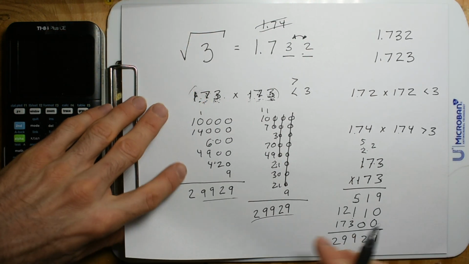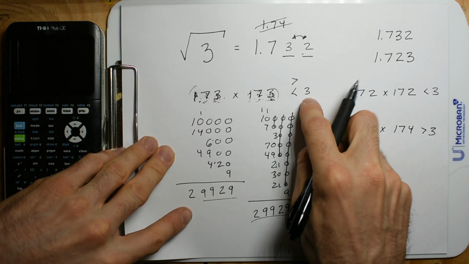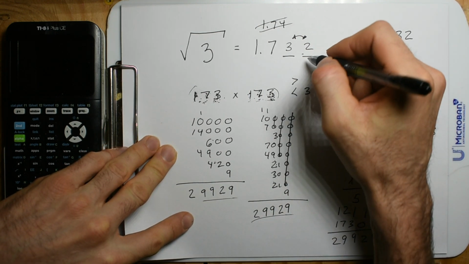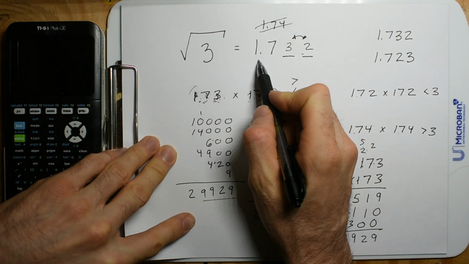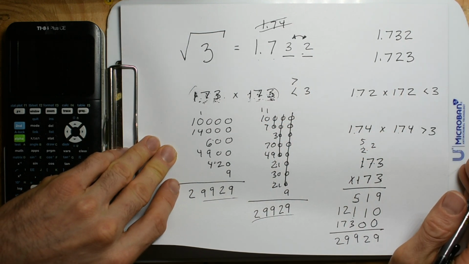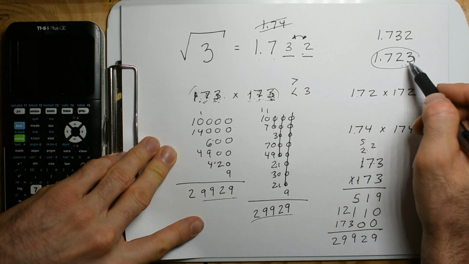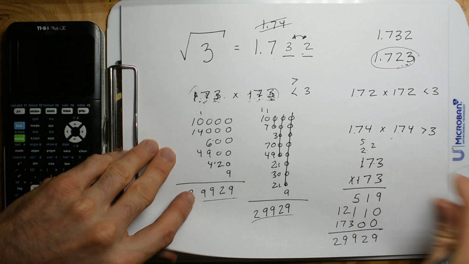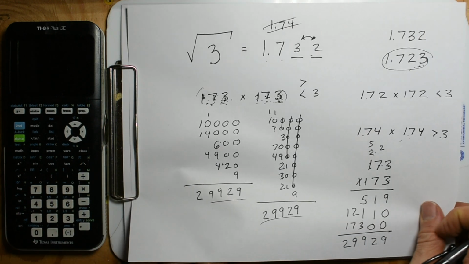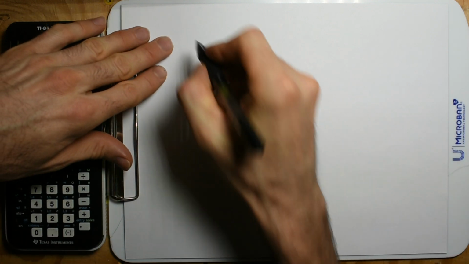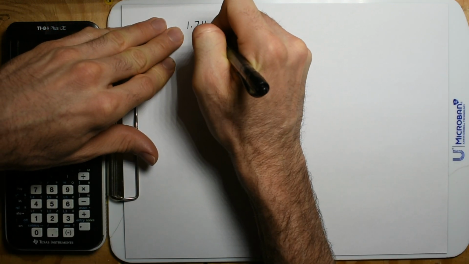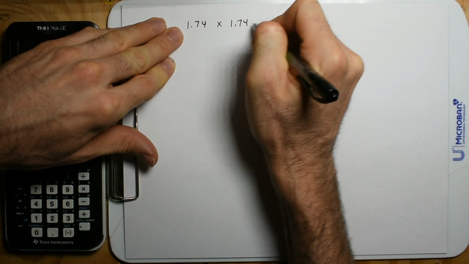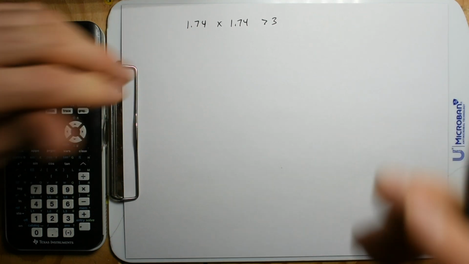And this one is under 3. So then I know for sure that square root of 3 is 1.732. I don't need to do this one because that would be for sure less. But let's do them both and use the method to see if this is something you would do. So 1.74 times 1.74. We're going to see if this is greater than 3, and it will be.